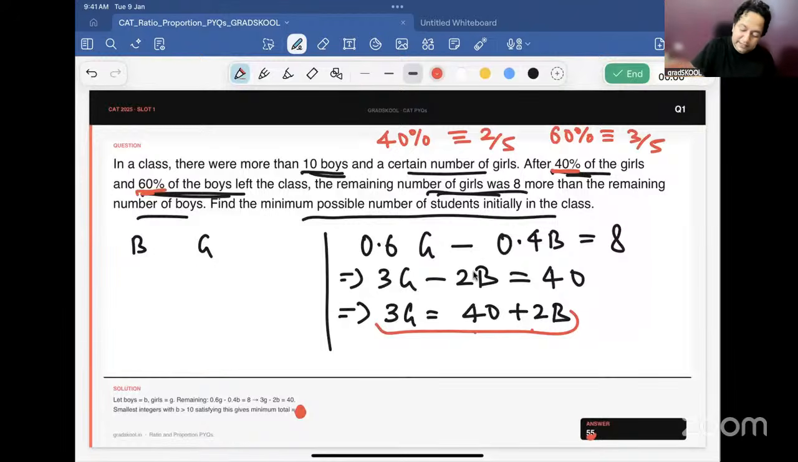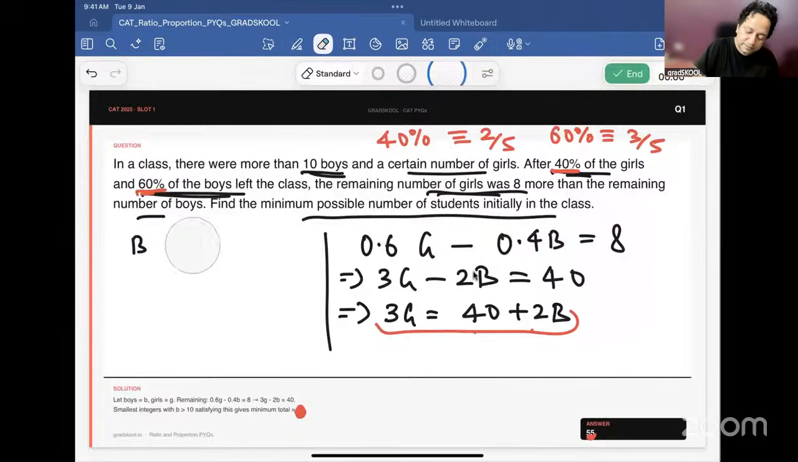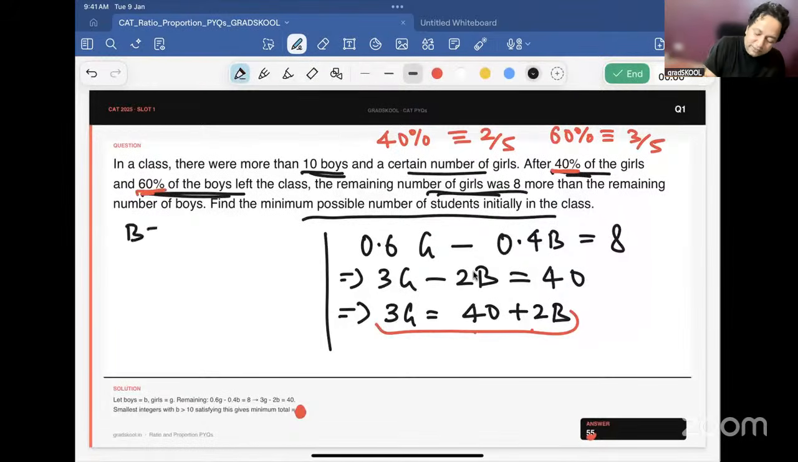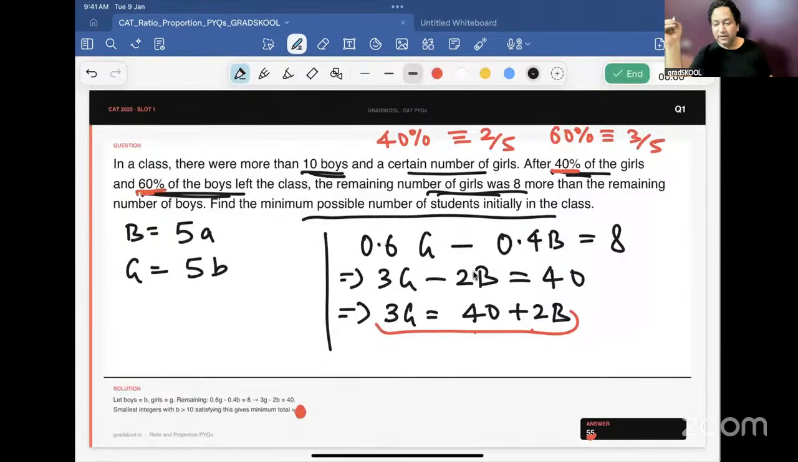Does that make sense? So let me assume here that B is equal to 5 times A and G is equal to 5 times B. Now that is how we'll be able to solve the question. Is that clear, everyone? Such a brilliant question, right?